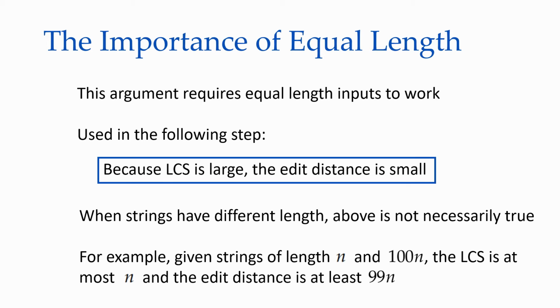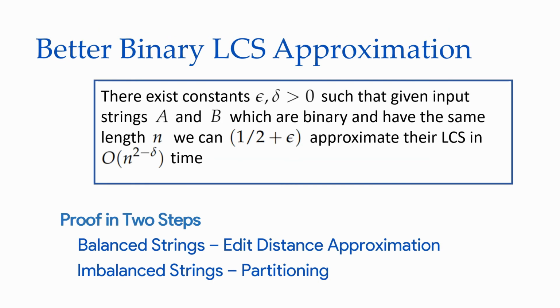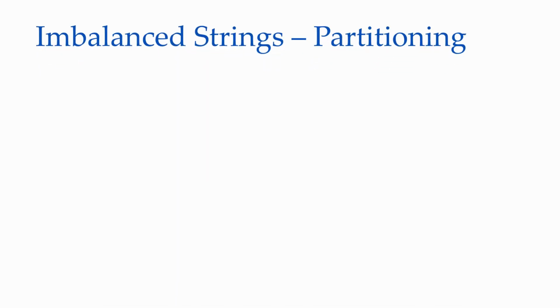It's only in this setting where we have a way of getting improved approximations for the LCS of balanced strings using this edit distance approximation approach. If we could find a different way to handle this balanced case, then it's possible that we could avoid this equal length condition altogether, but so far it's not clear how to do this. All right, so far we've considered the balanced case of this LCS approximation algorithm, and it remains to handle the case of imbalanced strings. So this case is much more technically involved, and we won't go into very much detail at all about the arguments here.